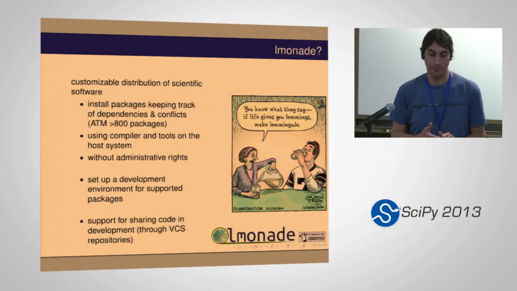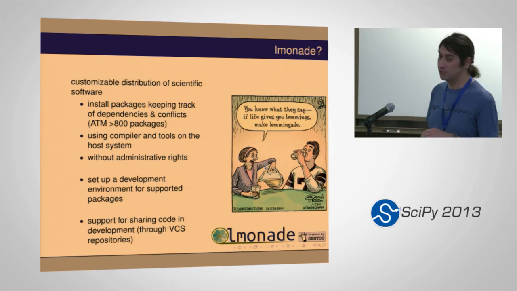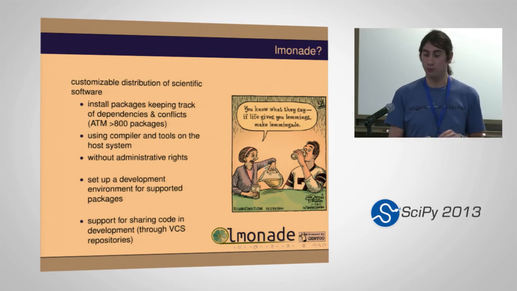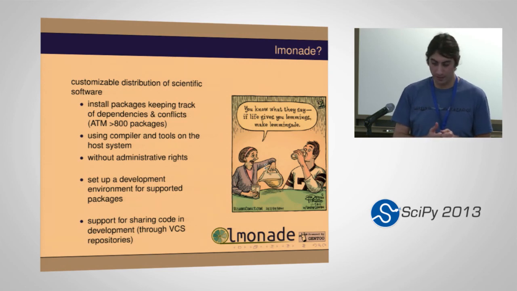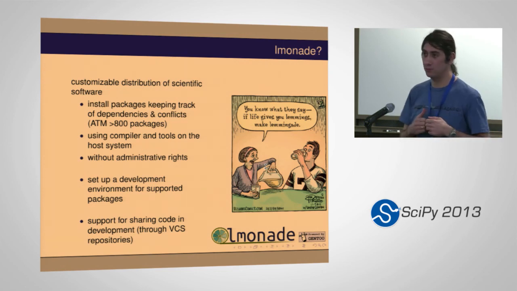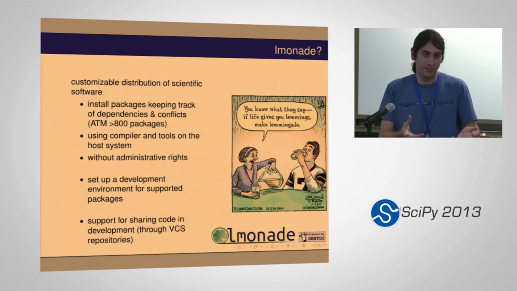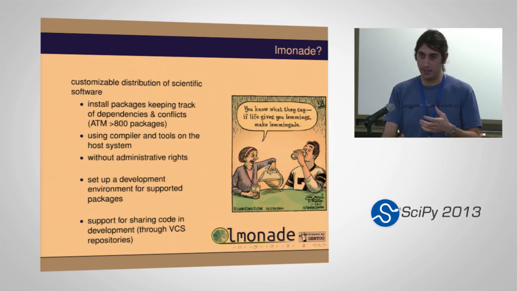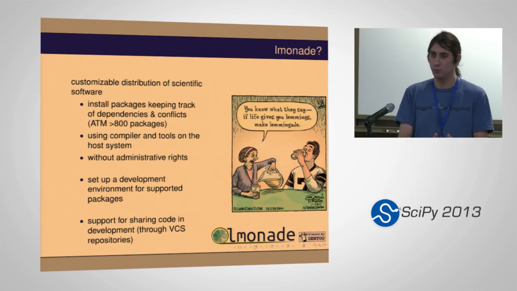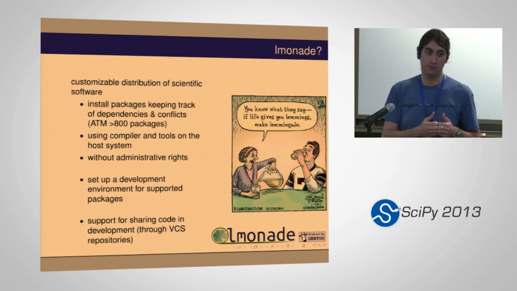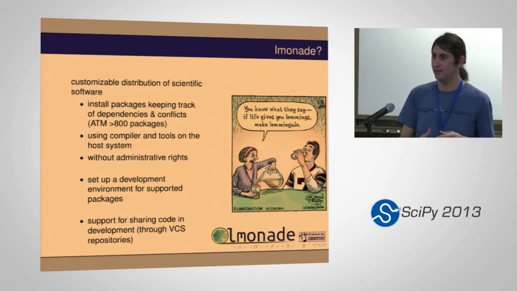What does Lemonade do? It's a customizable distribution of scientific software. It includes more than 800 packages now. That's mostly because it's powered by Gen 2 in the background, and I can borrow packages that Gen 2 developers have worked hard to form in the first place. It can install dependencies, keeping track of their different versions and conflicts, so you can say that my software only works with version 1.2 and not 2 something. It uses the compilers and tools on the host system, so you don't have to install a new tool chain altogether. And you can do this all in your home directory.